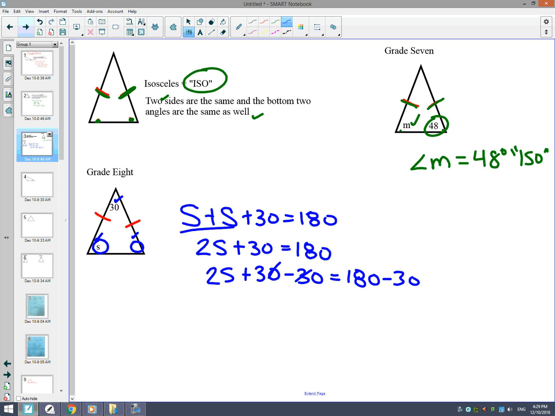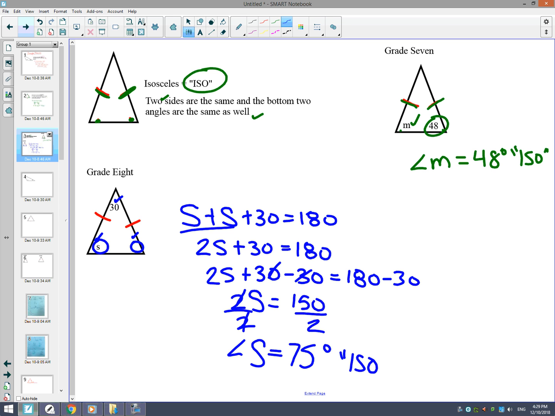30 minus 30 is basically 0. Not basically 0, it is 0. Now I got 2s equals 150. The only way to get rid of the 2, because I'm only interested in the s, is to divide both sides by 2. And s is equal to 75 degrees. I should say angle s, and that's because of iso. And those are the three proofs that we did today.